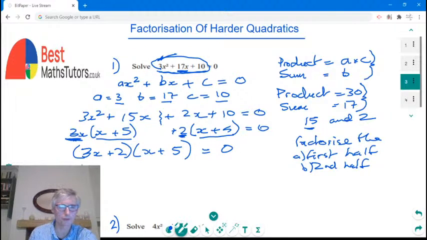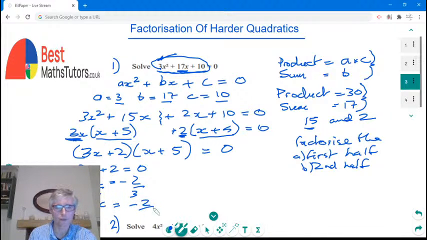So we end up with 3x plus 2 is equal to 0. I'm just going to solve this a little bit more slowly than the ones I've done before. So I'm going to take away 2 from both sides, which will give me 3x equals minus 2. And then I'm going to divide both sides by 3. The 3's will cancel, and I'll end up with x equals minus 2/3. So that's my first solution there.